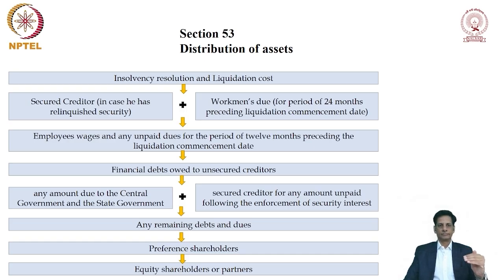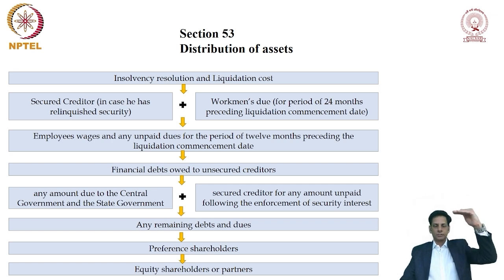secured creditor, if he has relinquished his security interest, will stand second in priority, but he will stand on equal footing with the workmen whose dues were pending in last 24 months before the commencement of liquidation, right?